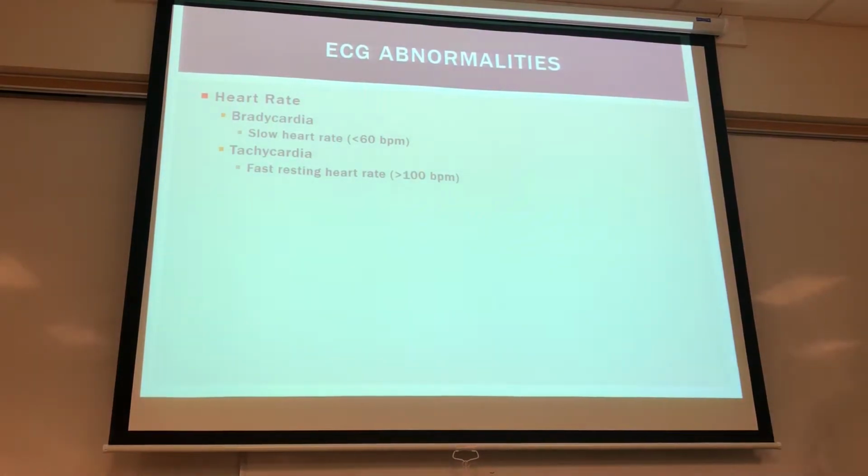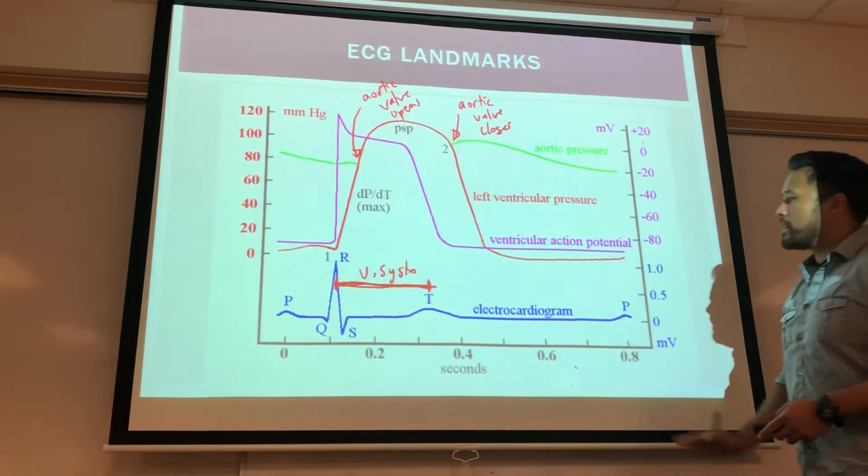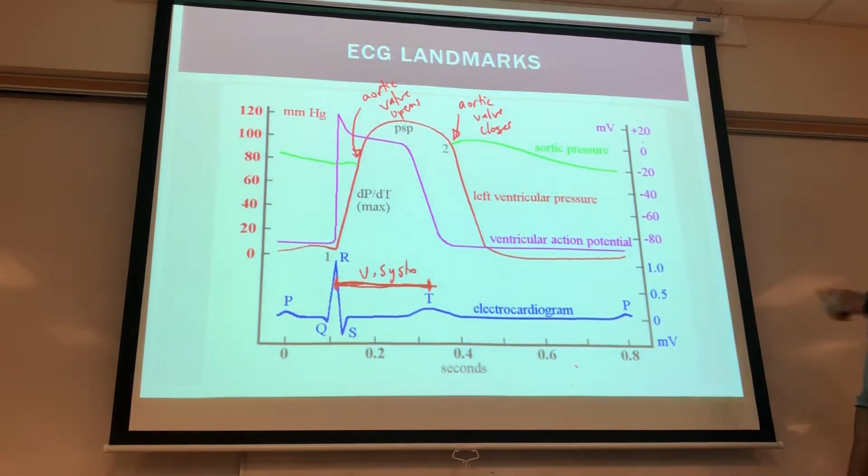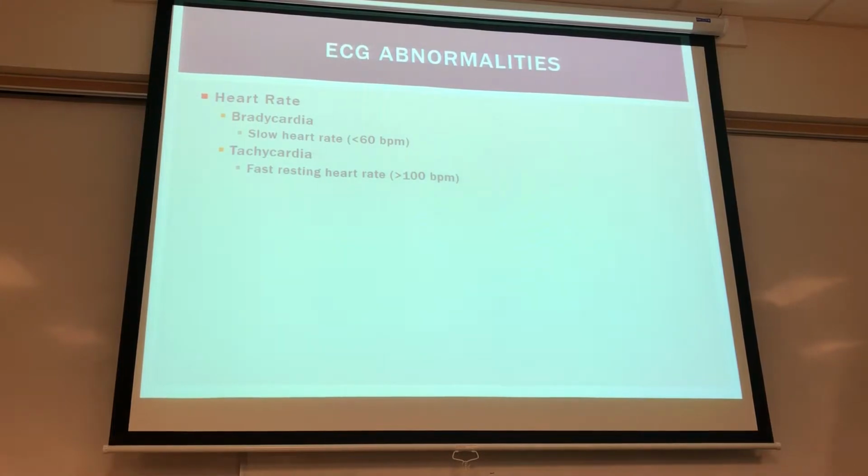So looking at ECG abnormalities, now that you have an idea of what's taking place in terms of the ECG, the ventricular action potentials, and the pressures, which we'll worry about later. Any deviance from our normal heart rate. Heart rate should be about 60 to about 70 beats per minute. That's about your resting heart rate. And looking at the terms that you probably would have been seeing at some point, bradycardia is a slow heart rate, less than 60 beats per minute. Tachycardia is a fast resting heart rate, so anything above 100 beats per minute.